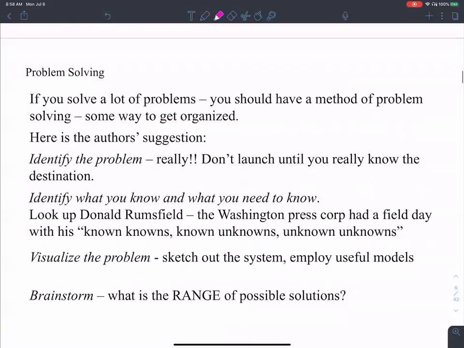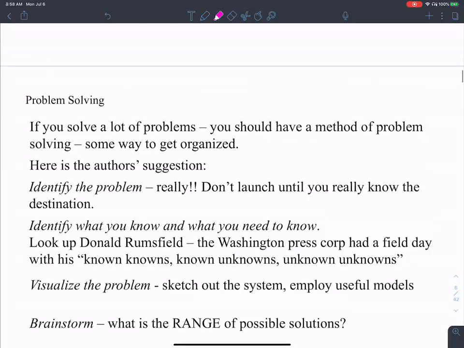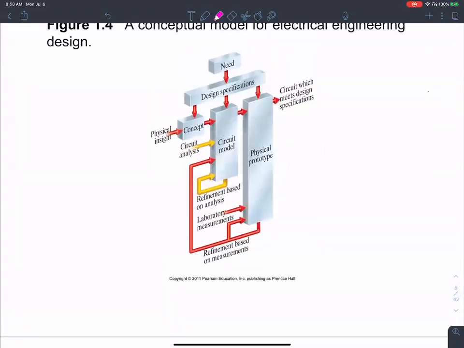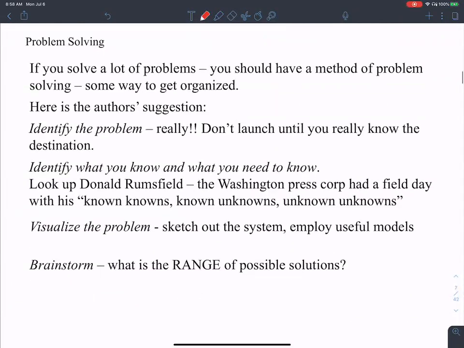If we solve a lot of problems, we should have a particular method for solving them. Typically the design flow that I mentioned earlier is our engineer's go-to methodology for solving a problem. We are motivated by need. We start with design specifications, okay? We iterate through the process and test over and over again. So that's the idea.